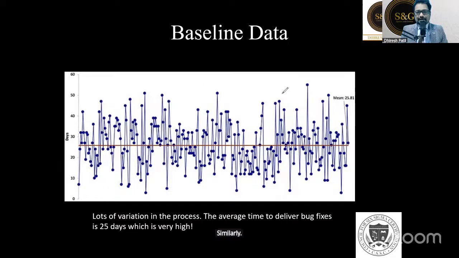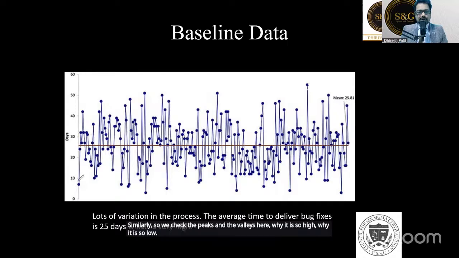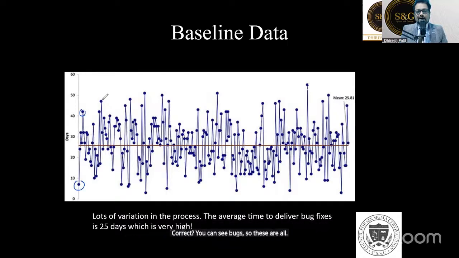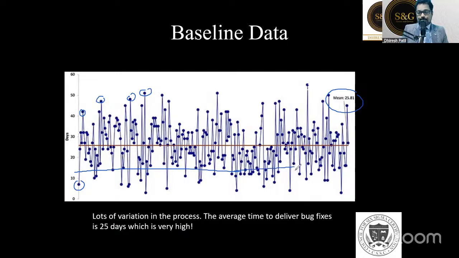Similarly, we check the peaks and the valleys here, why it is so high, why it is so low. You can see the bugs fixed during that time period. And the red line is the average line, a mean line, which is 25.8 days. So from 25, they want to reduce it to somewhere here. Now there are a lot of data points which are around 15 or below 15. So there is a potential of doing this. That is absolutely right. So you can easily do that.